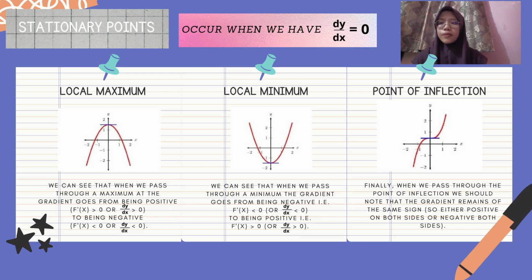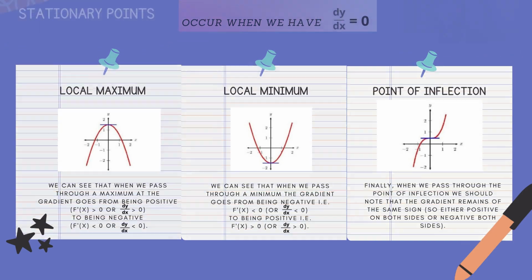Firstly, local maximum. You can see that when we pass through a maximum, the gradient goes from being positive to being negative. For local minimum, when we pass through a minimum, the gradient goes from being negative to being positive. Meanwhile, for point of inflection, when we pass through the point of inflection, we should note that the gradient remains of the same sign, so either positive on both sides or negative on both sides.